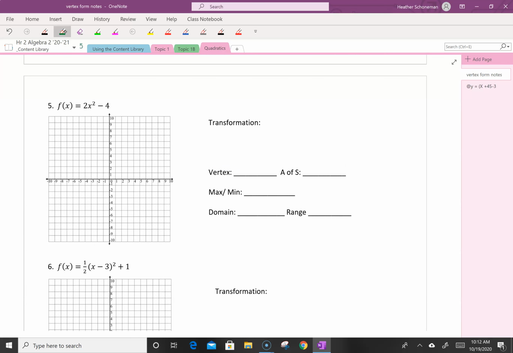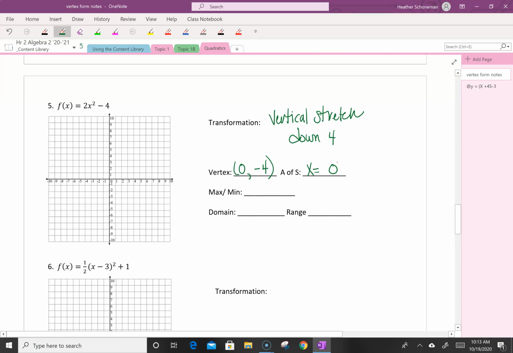On number 5, that 2 is going to be a vertical stretch. It's going to pull it closer to the y-axis. Okay, and the -4 tells me I'm going to go down 4. The vertex, nothing is added or subtracted to the x in the parentheses, so it's 0, and then the y is -4. My axis of symmetry is x equals the x-coordinate, which is 0.